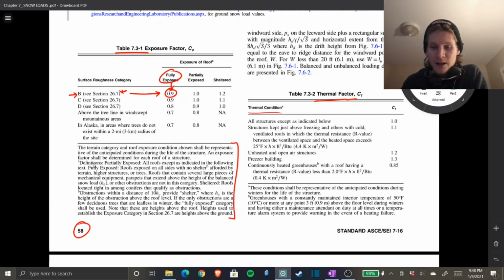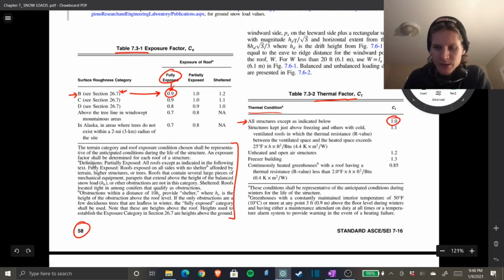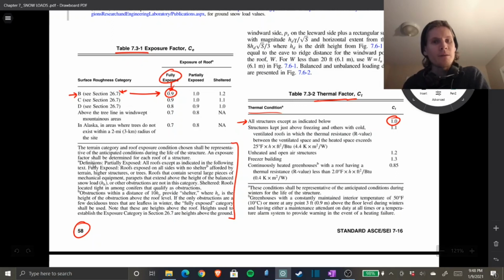So it's definitely not unheated and open air structure. It's not a freezer building. It's not continuously heated greenhouse. So none of the conditions we see here apply to us. So you're like, crap, what do we do? Well, the very first thing right here, it says all structures except as indicated below. So anything else that doesn't match the other options they give you is just a C sub T of 1.0. So you got 0.9 for C sub E and 1.0 for C sub T.